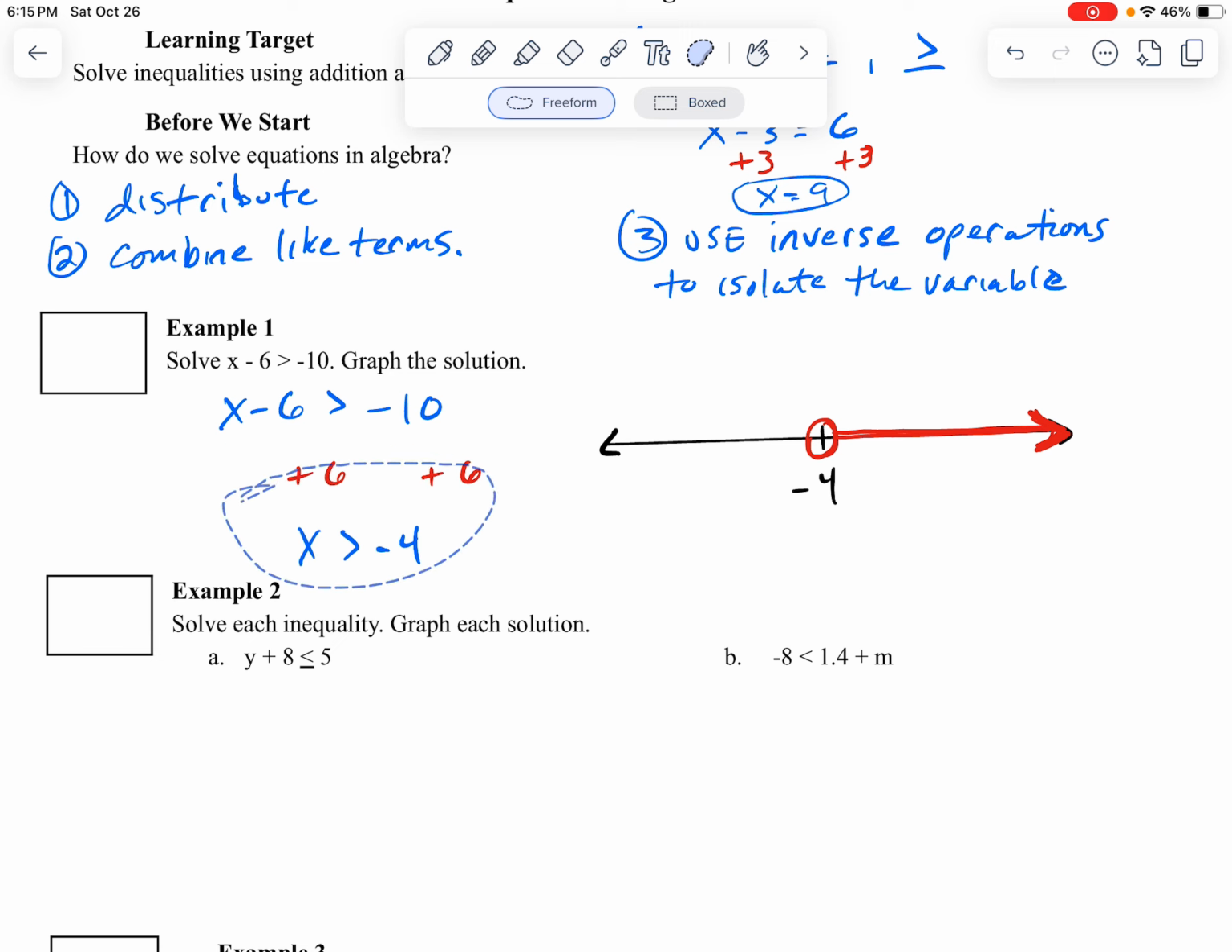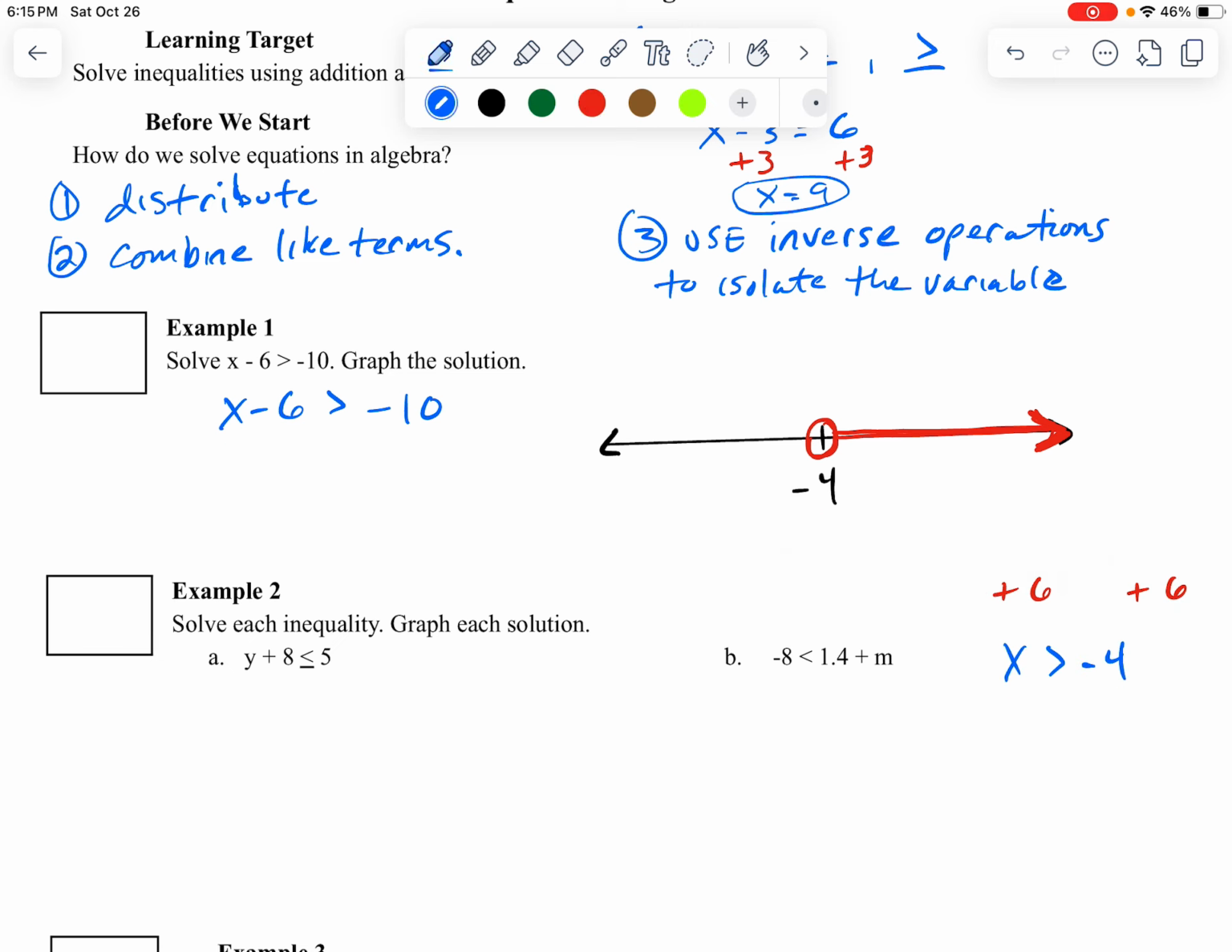I can just move this to the side for a second, and then I'll bring it back. So if I were to plug in for x any value greater than negative 4, it's going to make this true. That's what we mean by it being a solution. So instead of x, if I put negative 2, because remember, negative 2 is greater than negative 4 on the number line, that would be like over here.